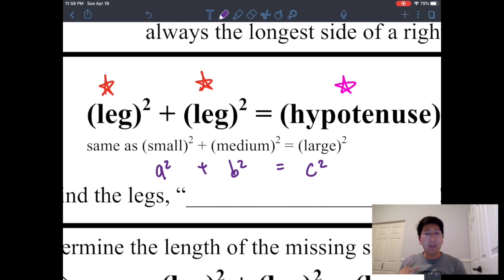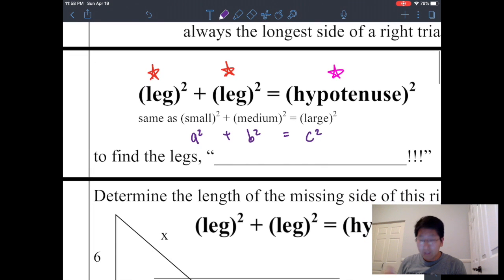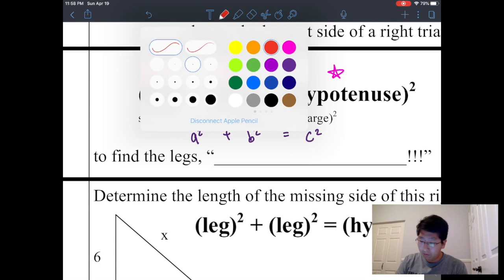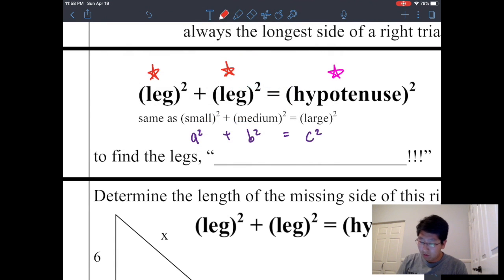Now I know one of the things that you're going to be struggling with is figuring out which side is the leg and which side is the hypotenuse, which side is the shorter side and which side is along the side opposite from the right angle. Now, in order to help you always find the legs and differentiate from the hypotenuse, we're going to teach you this phrase. To find the legs, what you need to do is you're going to need to find the crotch.